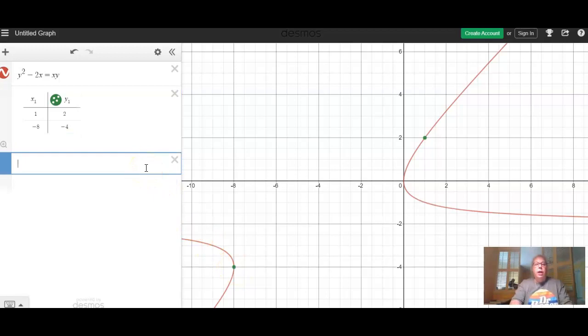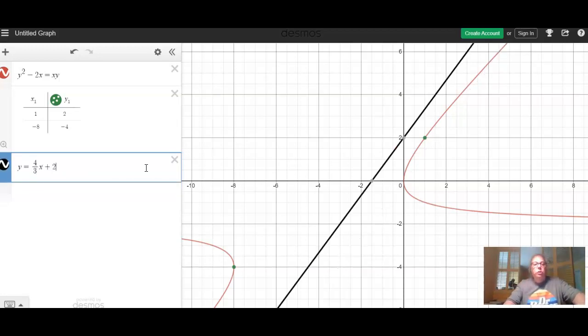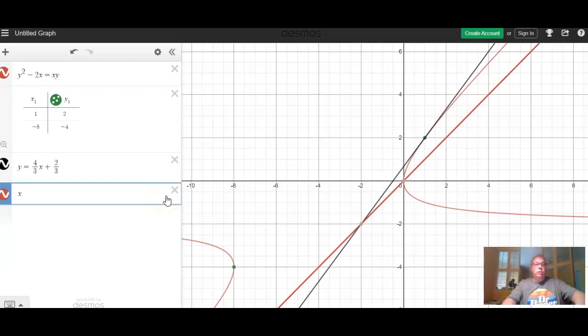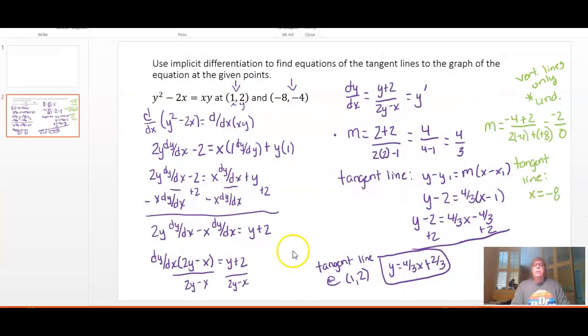Alright, the first tangent line we have is y is equal to 4/3 times x plus 2/3. And you see it drew this nice pretty black line right here that is in fact tangent to my red curve. And then my other one was, we've got x plus 0y equal to, what was it, -8. And then it's drawn me this nice pretty straight line right here that is tangent to my curve. Okay, so this is just to check your work and make sure that you have done everything correctly, but the actual process that you need to follow is in fact right over here.